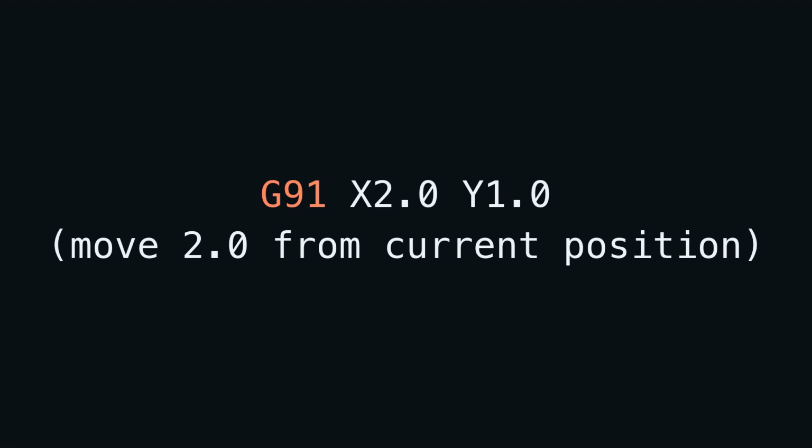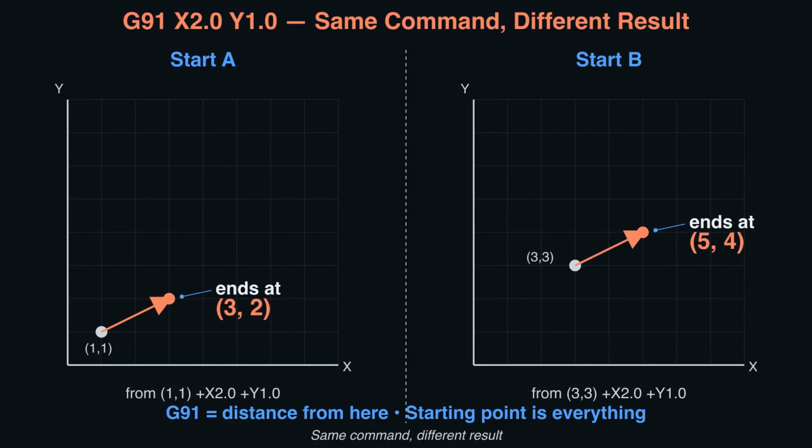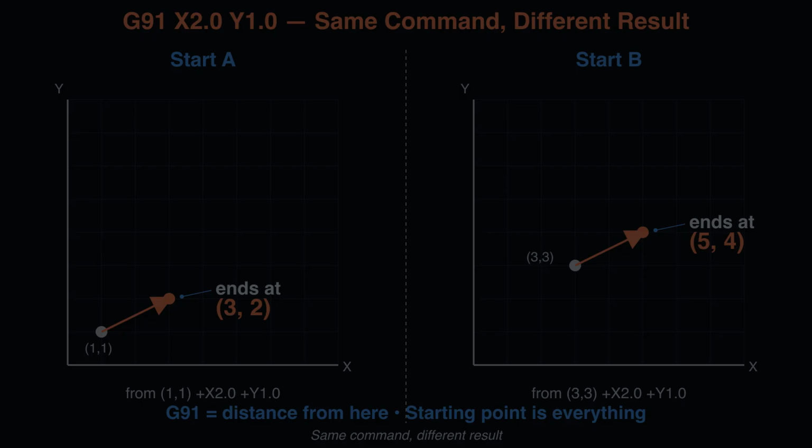G91 flips that. Incremental positioning. Now every coordinate is a distance from wherever the tool currently sits. X 2.0 means move 2 inches further in X. From here, same numbers, totally different result. Under G91, X 2.0 from one starting point puts you here. From another starting point, it puts you somewhere completely different.